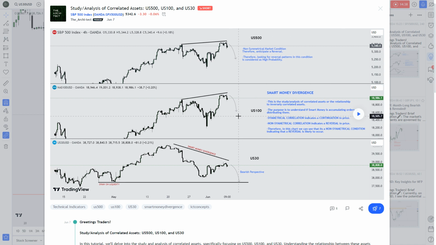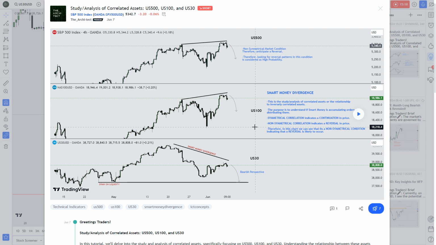So when it comes to SMT, or smart money divergence, you want to understand that it is the study and analysis of correlated assets, or the relationship to inversely correlated assets. An example of correlated assets is when you're looking at the DXY and comparing it to GBP/USD, or to whatever pair has the dollar within it. That's a correlated asset. They have a relationship, so you can use smart money divergence to understand what you can anticipate within those assets.